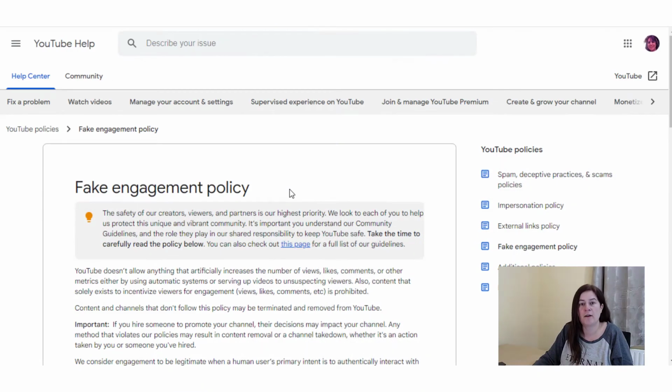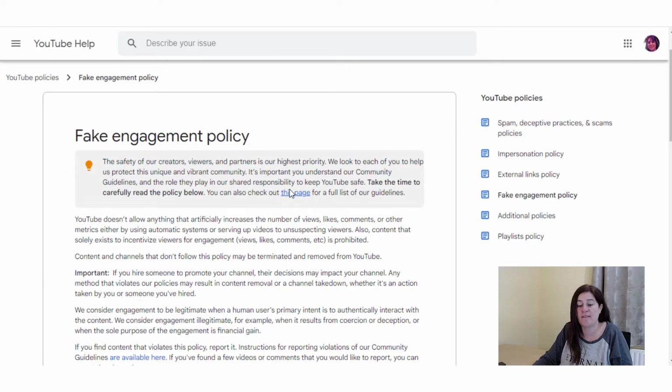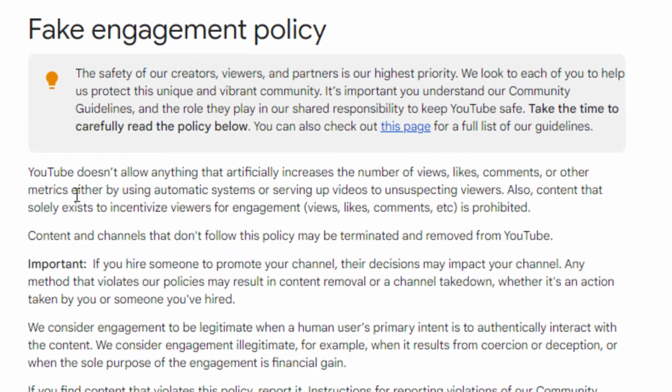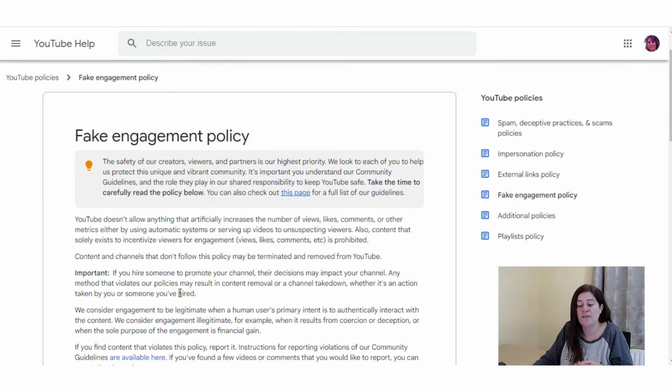I'm inside an article on YouTube Help about fake engagement. They have a policy in place and they do not allow anything that artificially increases the number of views, likes, comments or other metrics, either by using automatic systems or serving up videos to unsuspecting viewers. Also, content that solely exists to incentivize viewers for engagement is prohibited. Content and channels that don't follow this policy may be terminated and removed from YouTube.